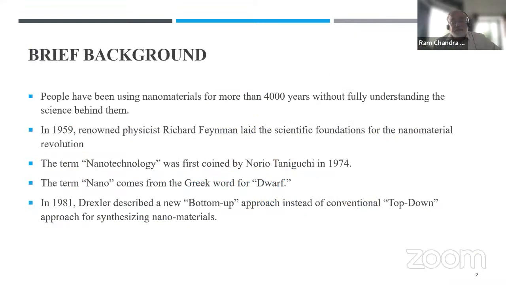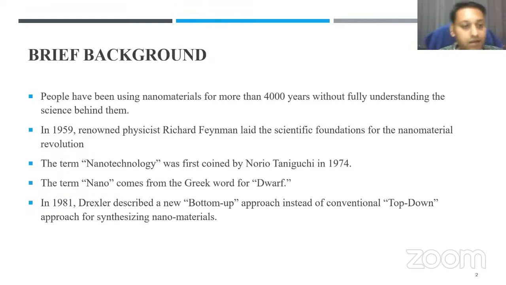Yeah, absolutely. Okay. So now we'll move into the brief background of this huge area of nanotechnology. People have been using nanomaterials for more than 4,000 years. In fact, the term nanotechnology was not coined, but before that people used to have different applications of nanotechnology, like different kinds of nanoparticles, their emission, and based on that the different colors that we see in different natural objects. Those are nothing but nanotechnology only.